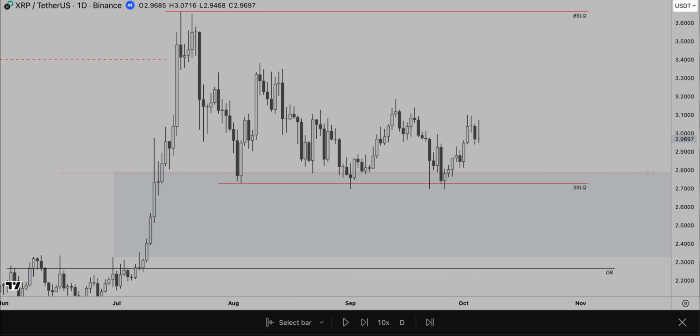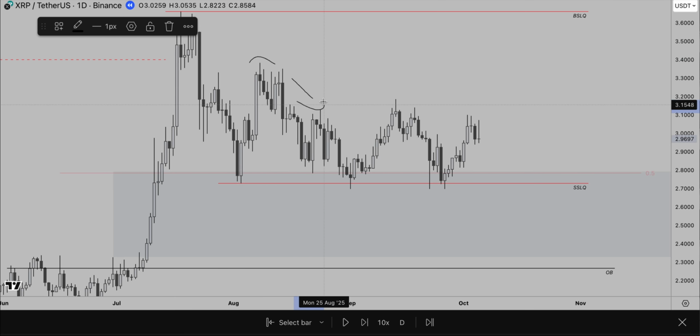What I want to teach you guys, and what I think is very important for you to understand, is order flow and liquidity. Because what you can see here is clear order flow to the downside. And that's what we want to see. We want to see price move in a specific direction.